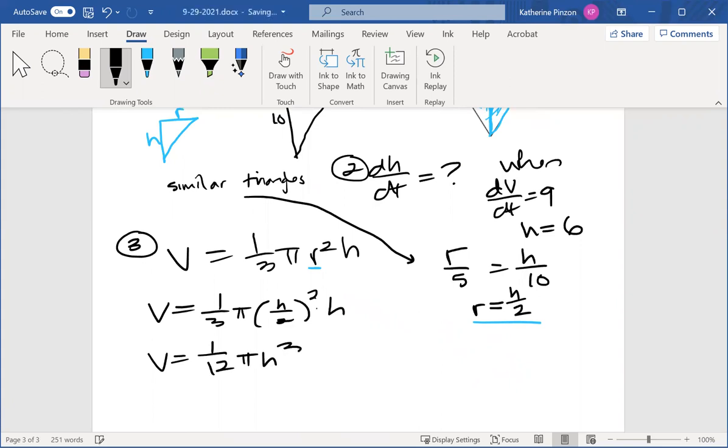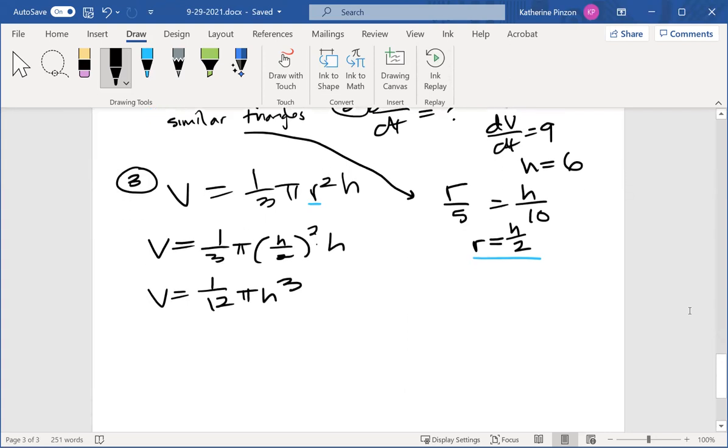So h over 2 squared was h squared over 4. I multiplied the denominators, 3 times 4 makes 12. And then h squared and h makes h cubed. Okay. I did a lot of setup in that one, right? But now the rest should be easy. I shouldn't have to do any more setup or work. I should just be able to do some stuff and plug it in. What's step 4? Derivative with respect to t.